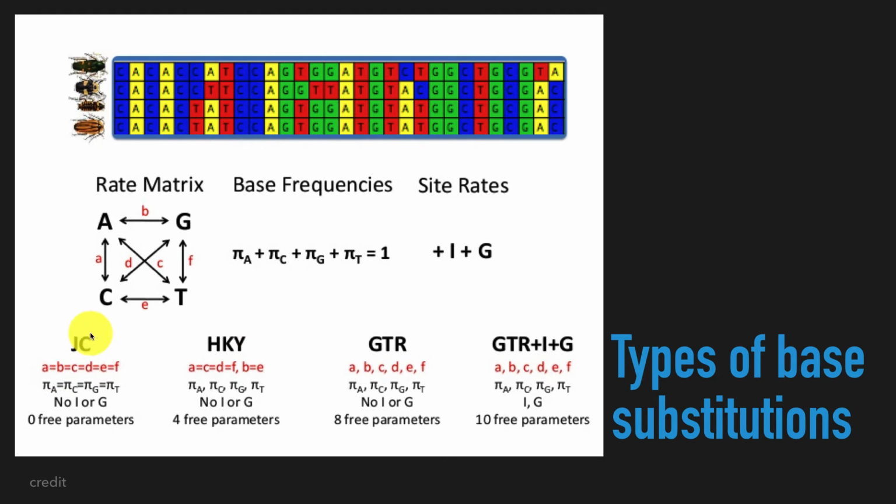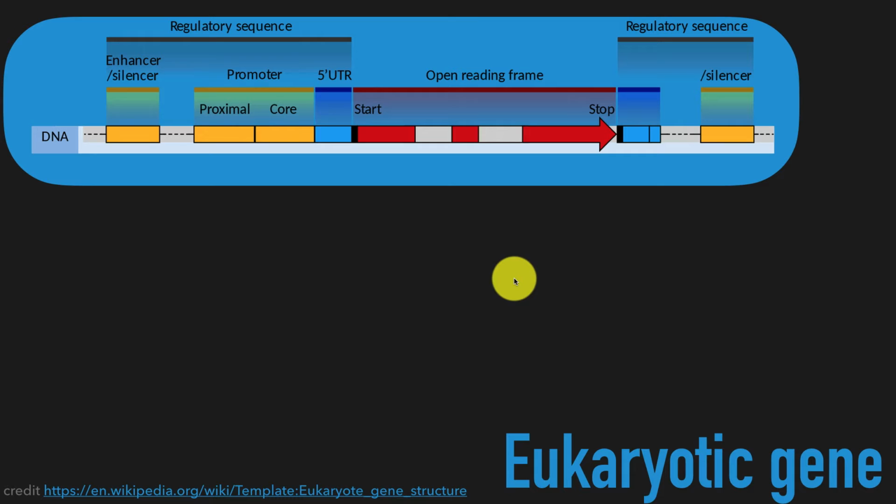We could use very basic JC models where they're all the same. There's no difference between the frequency of transitions and transversions, all the way up to a model where every single base substitution combination has a slightly different rate that has been estimated. Now, all these base pairs occur typically in either what we think of as genes or non-gene regions.